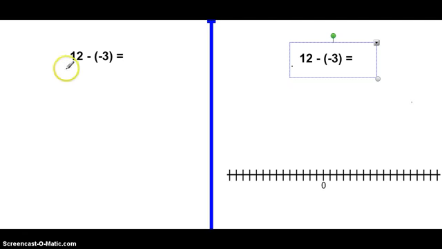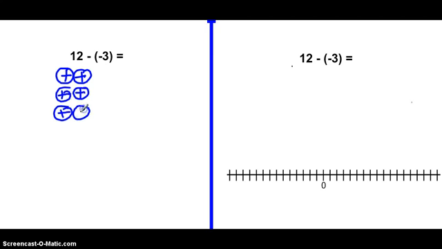Next problem. 12 minus negative 3. Okay? So we're starting off with positive 12. So we start off with positive 12 chips. Alright, so draw your positive 12 chips on your notes.